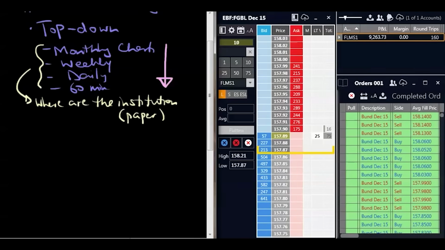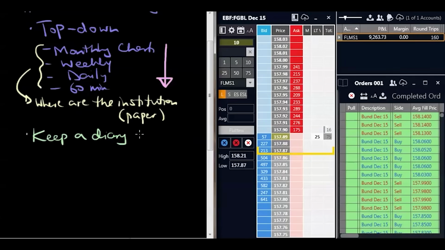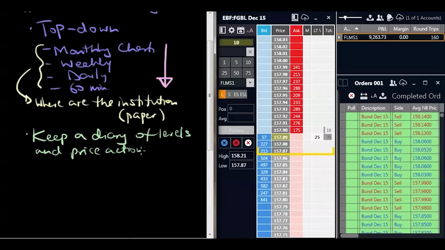Now, another thing that I do personally, and I think it really does help in your trading, is keep a diary of price action in certain zones. So keep a diary of levels and price action in those zones. Now, why would I do that? I've got a chart. Why would I keep a diary of the levels?